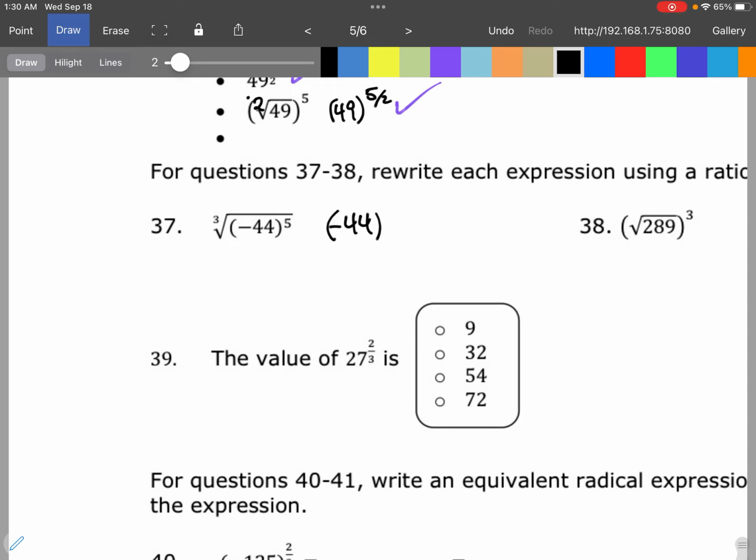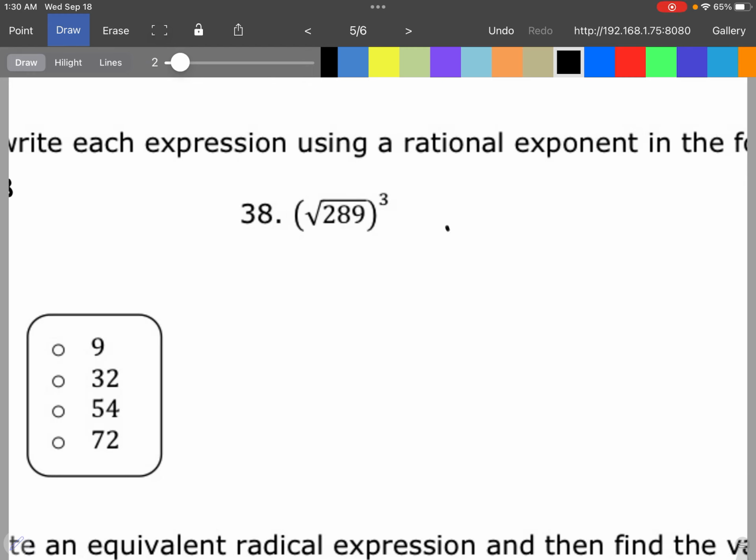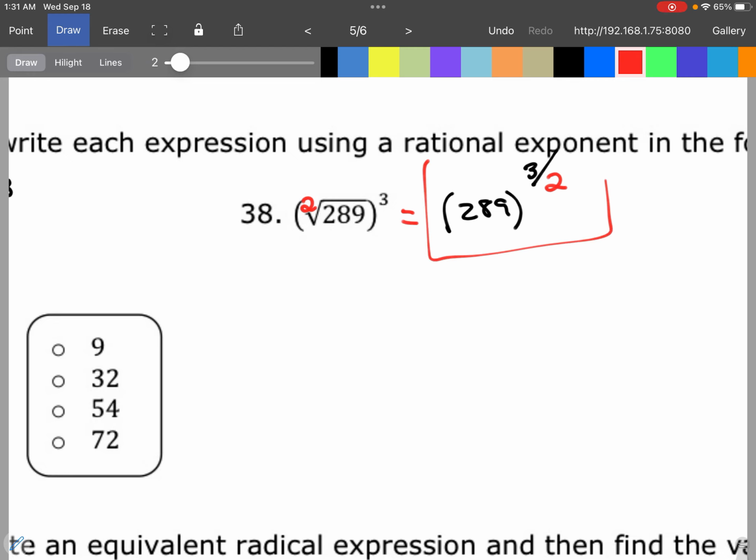Negative 44 in parentheses. My exponent would be 5 because he never changes his position. And the root is written below it. Almost got carried away. Right here, the 289 goes in parentheses. My exponent never compromises his position. But who is the root? Yes, there's an invisible 2 right there. Everybody put the 2 here. And life goes on.